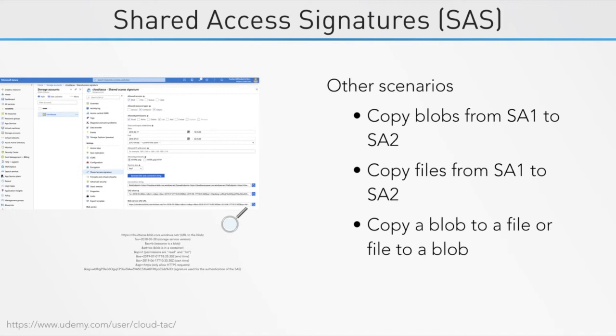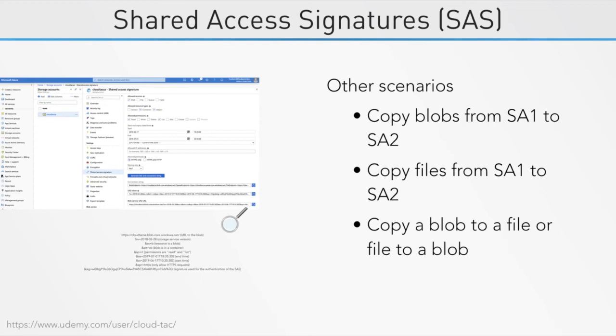When you copy a file to another file that resides in a different storage account, you must use a shared access signature to authorize access to the source file. You can optionally use a shared access signature to authorize access to the destination file as well.